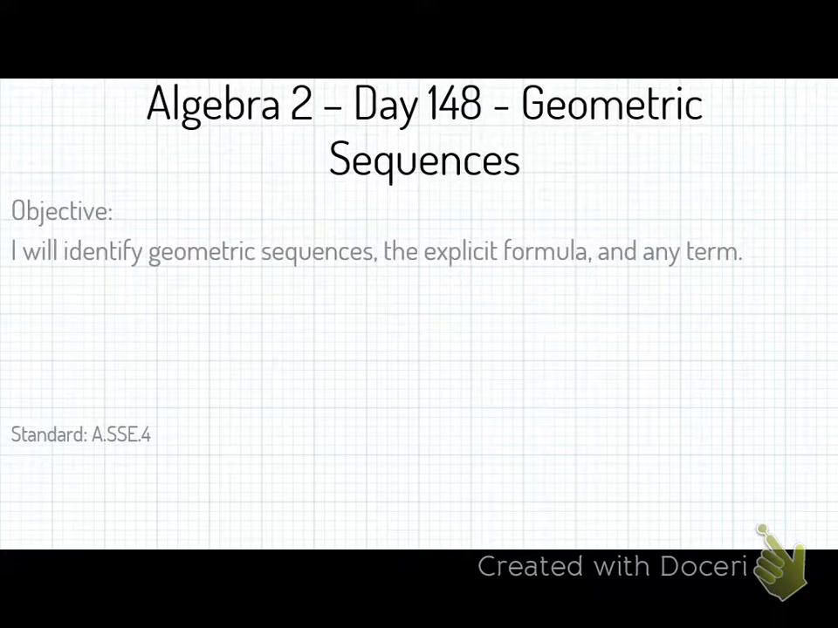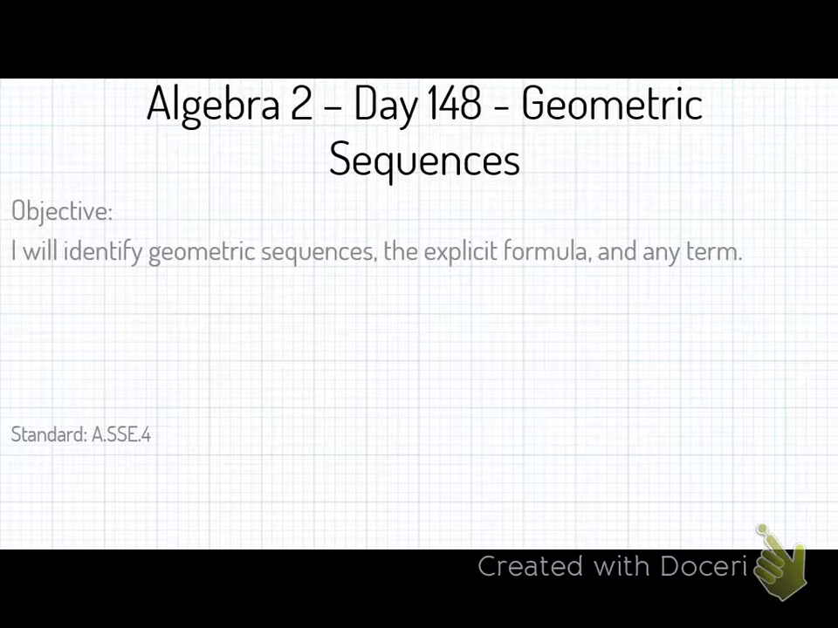Okay, this is lesson for day 148, geometric sequences. So I'm teaching this right now because you should have learned this in Algebra 1, but you didn't because it used to be taught in Algebra 2, and now it's taught in Algebra 1, and it's actually very easy, and it has to do with exponential.